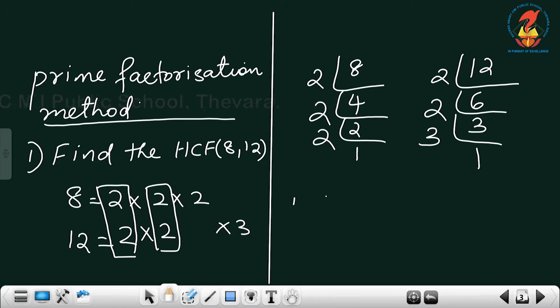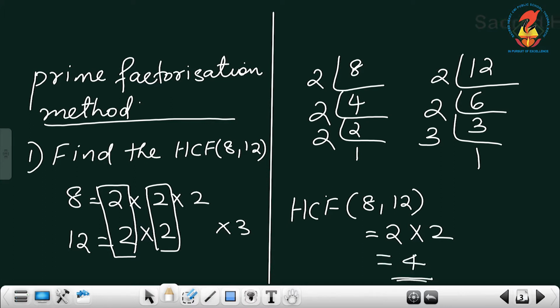So HCF of 8 and 12 is equal to, you have to take one from this group. So 2 from the first group and 2 from the second group also. So the HCF is equal to 4. Here what we have used is the prime factorization method. We have written 8 as a product of prime numbers as 2 into 2 into 2 and 12 as 2 into 2 into 3. From here we have identified the common factors. This is common and this is common, and from each group we have taken 1. So it is equal to 2 into 2 is equal to 4.